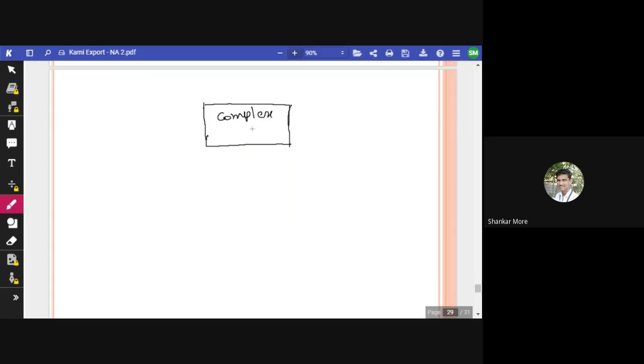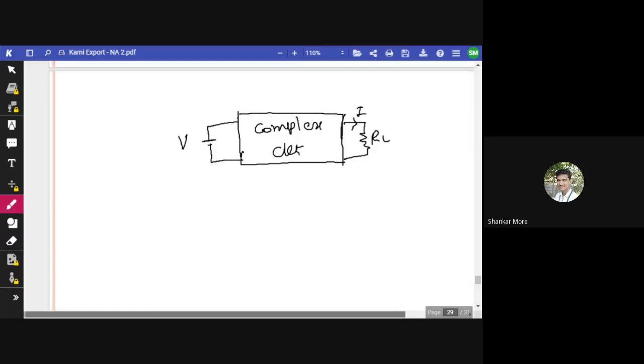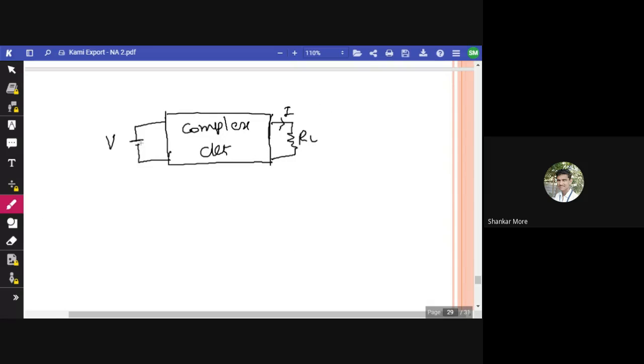This is a complex circuit, and it has a voltage source V here. It has a load resistance RL here. So this is V, this is RL, and current I is flowing through this branch. I'll just zoom in so that you can see clearly. So this is a complex circuit, and we have voltage source V at input, and at output we have RL and I is flowing through that circuit.